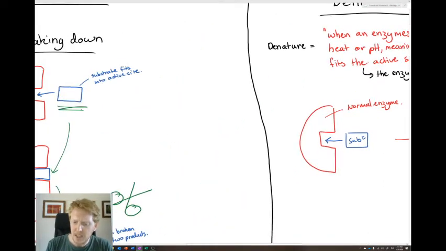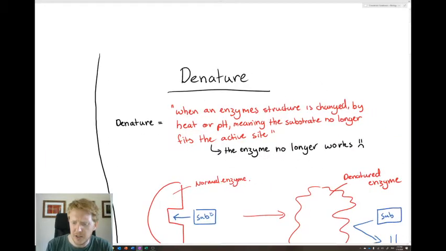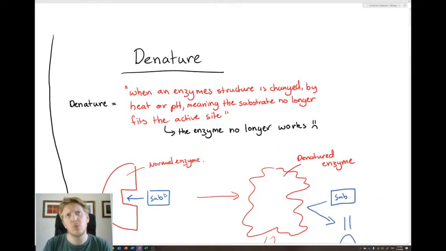Okay. So next is this last part just here, which is what about if enzymes stop working? And this is what's called denaturing. And the definition for denaturing is when an enzyme structure is changed either by heat or pH, meaning that the substrate no longer fits into the active site, which means the enzyme will no longer work.